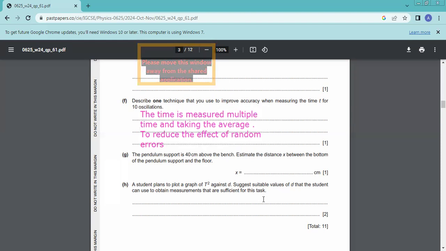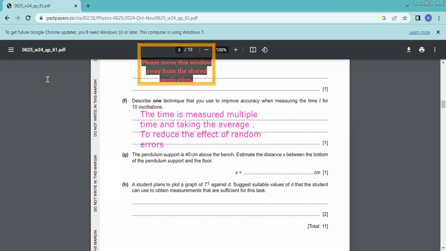Now the pendulum is 40 centimeters above the bench. We know that we need to estimate the distance between the bottom of the pendulum support and the floor. The pendulum is 40 centimeters above the bench and a typical bench height is around 80 centimeters. So we may calculate the distance.